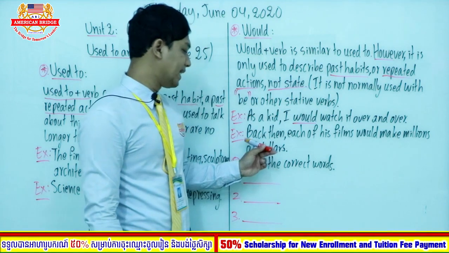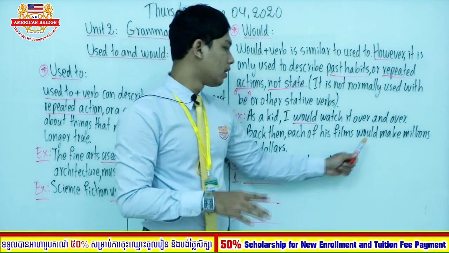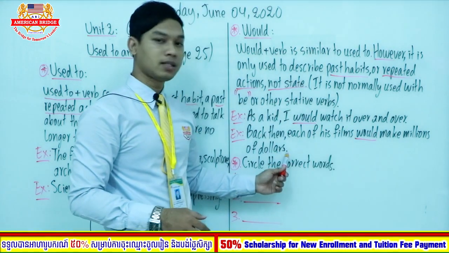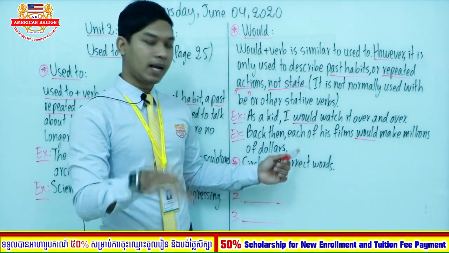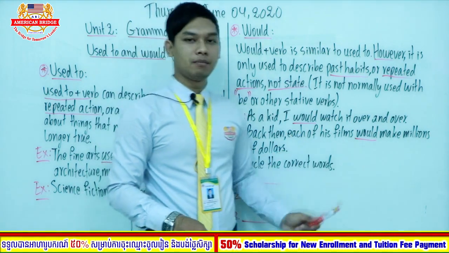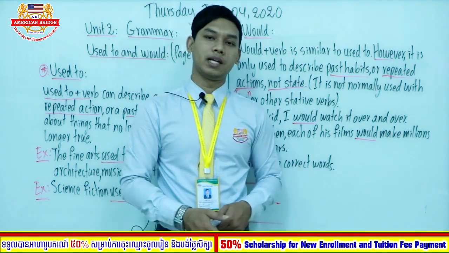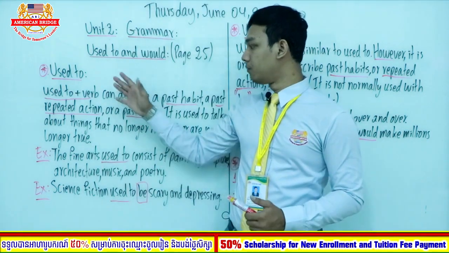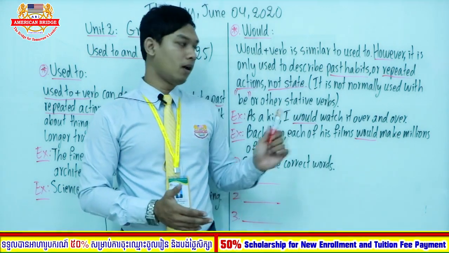The other example, we say, "Back then, in the past, each of his films would make millions of dollars." All right? You can see, would make millions of dollars. So now maybe not anymore. Before, each of his films made a lot of money, but now maybe not a lot, just a small amount or less money, right? Okay, so this is all about used to and would. And I believe that you guys can understand all of it.